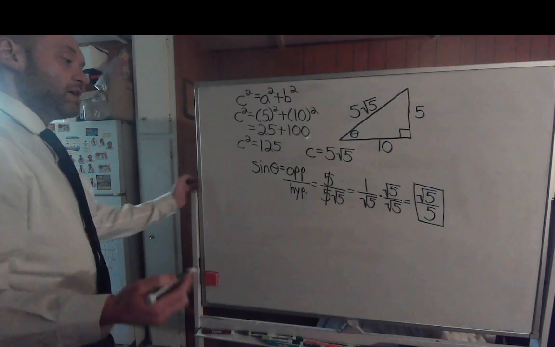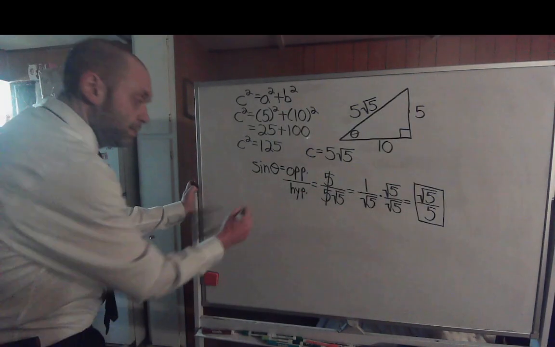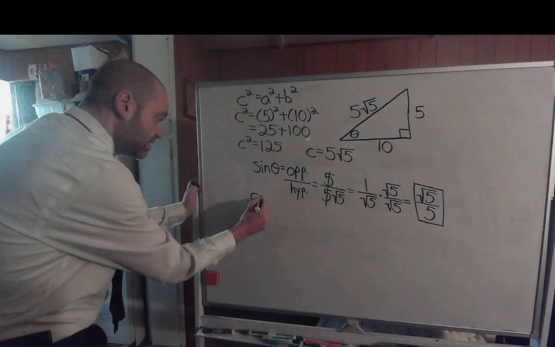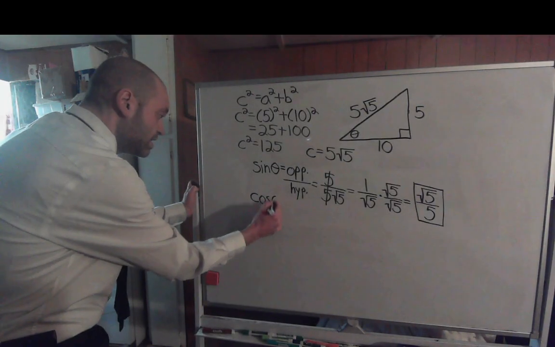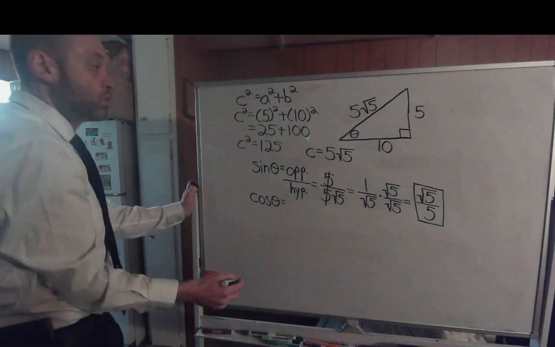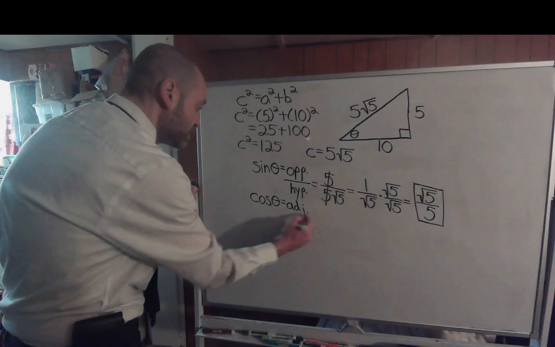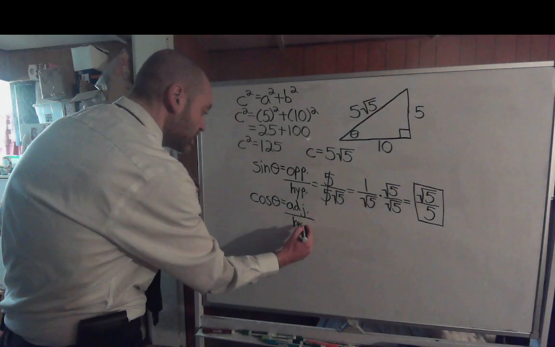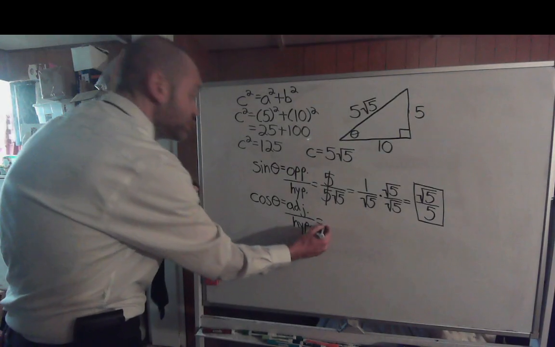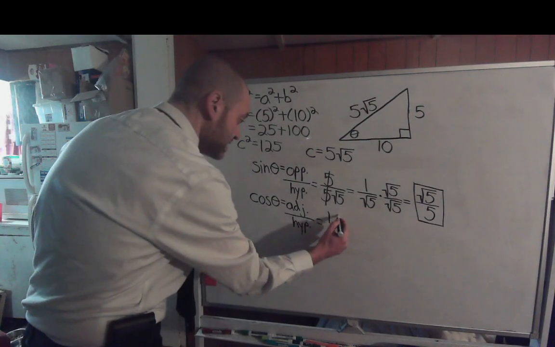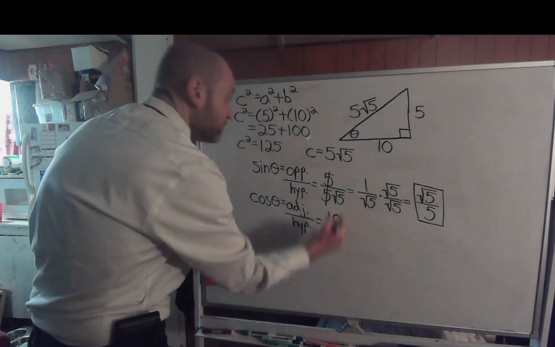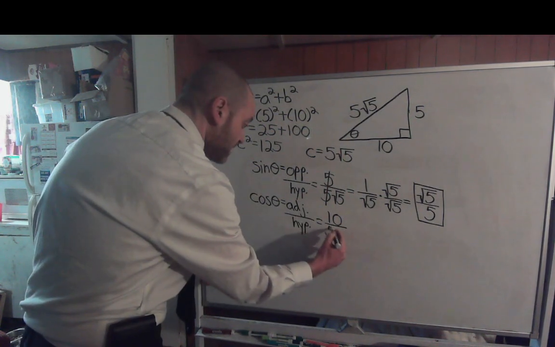Now, what about your cosine of theta? The cosine of theta, of course, is your adjacent over your hypotenuse. So the adjacent leg is 10. That'll be 10 over 5 times the square root of 5.